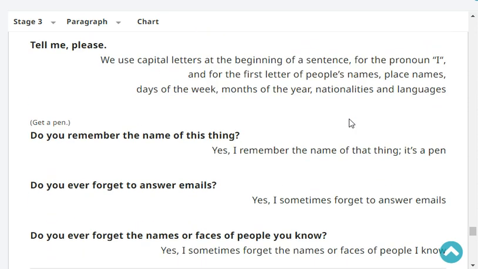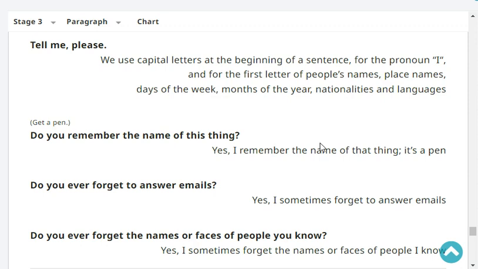Greg, do you remember the name of this thing? Yes, I remember the name of the thing. It's a pen. Do you ever forget to answer emails? Yes, I sometimes forget to answer emails. Very good.